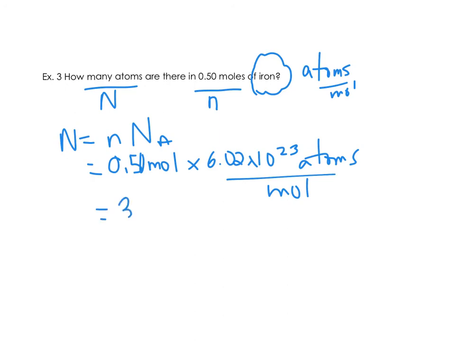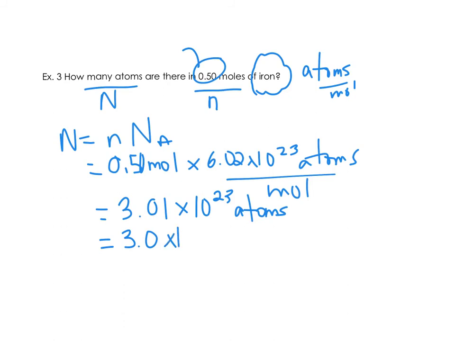So 3.01 times 10 to the 23rd atoms. We can only have two significant digits because the 0.50 has 2 sig figs. That first 0 is a placeholder. It doesn't count because the 5 comes after it. So 3.0 times 10 to the 23 atoms of iron in half a mole.